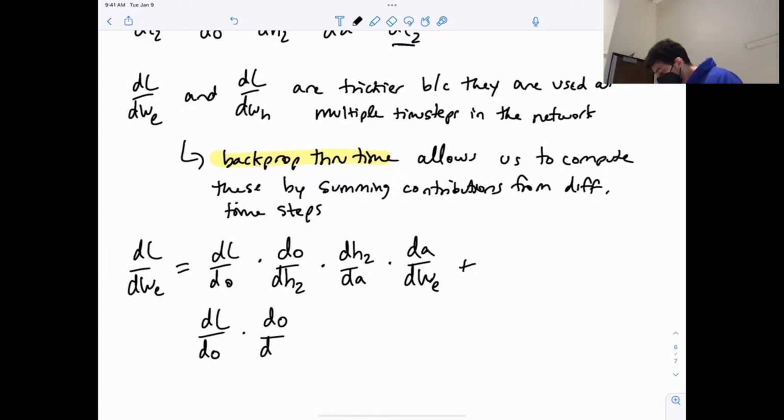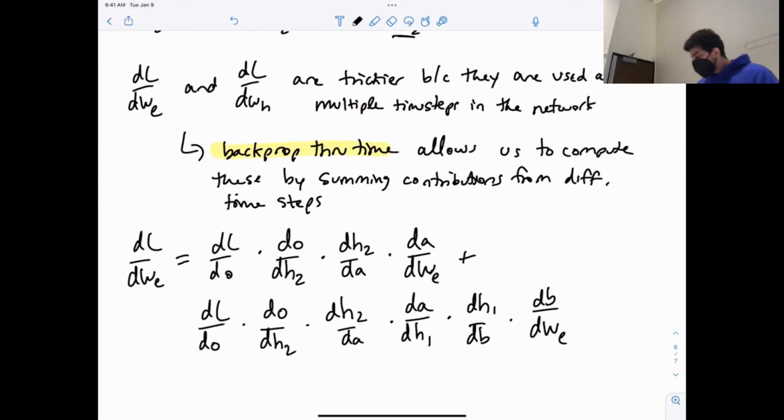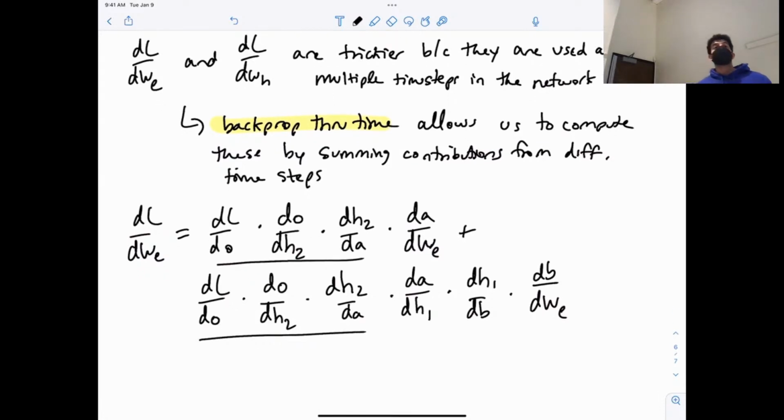So now we have to write out a lot of these things, dH2/dA. And now here, instead of differentiating with respect to W sub E, we're going to go deeper into the network, differentiate with respect to H sub 1. Now we're in the previous time step. We're going to differentiate with respect to the intermediate variable. And then finally, we get to here. So now you'll note again that these two terms have a lot of shared components, right? So all these things are shared and could be cached. And in general, when you're computing these kinds of derivatives, you're going to accumulate them over multiple time steps.